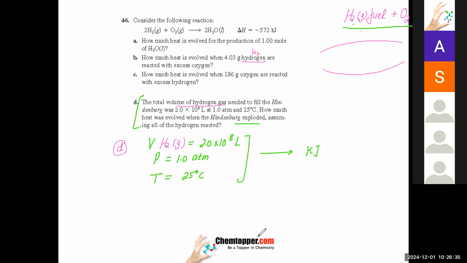So, how to do this? What is needed to calculate kilojoules? You need the moles of H2. Get the moles of H2 from this. Once you have the moles of H2, you have the balanced equation which can give you kilojoules, right?